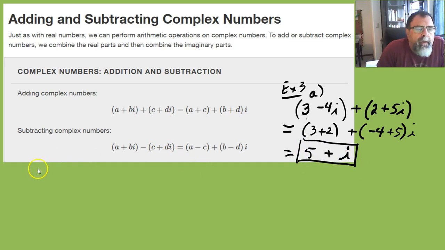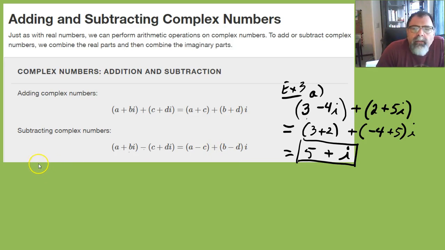Now subtracting the same thing. Be careful when you subtract. You're going to subtract a minus c, and then b minus d, because you have to distribute the minus sign.